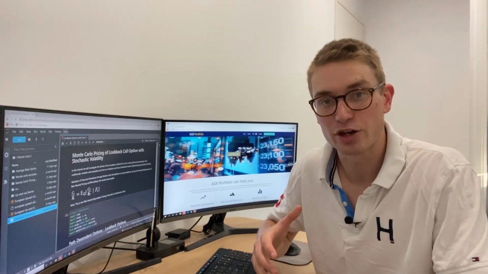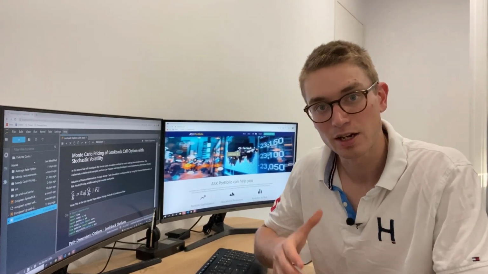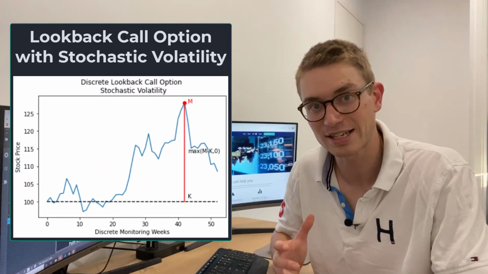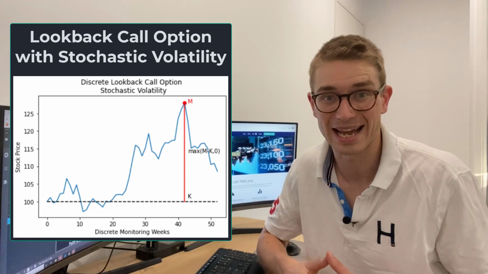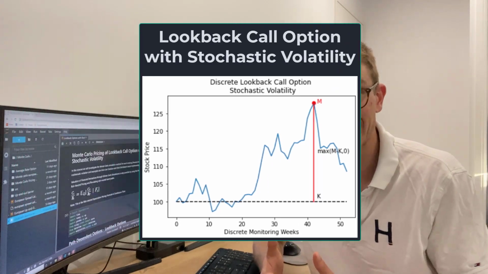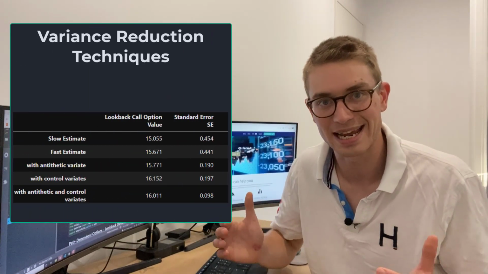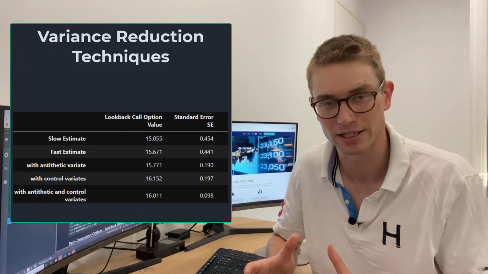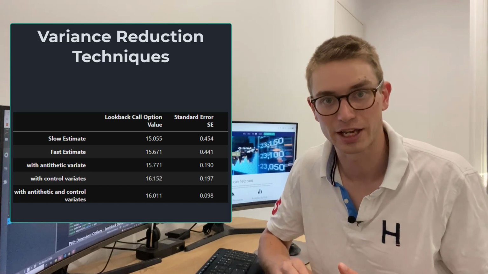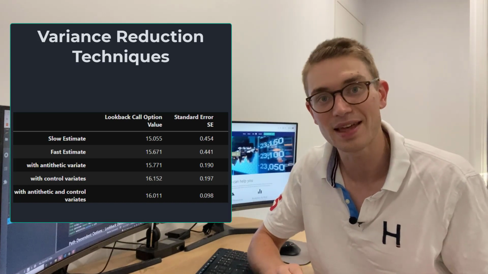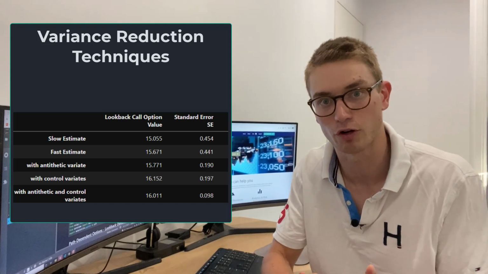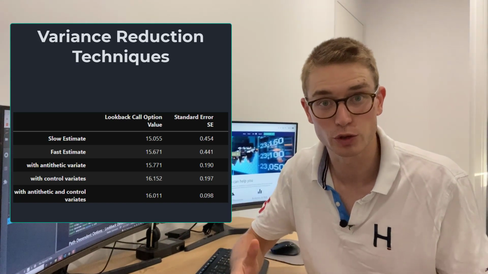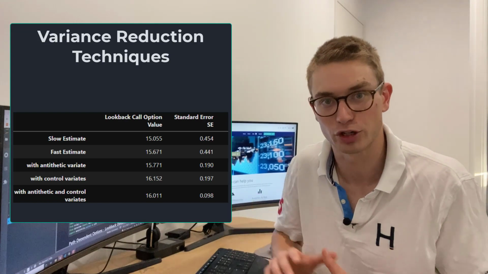Today we're going to learn how you can actually price a discrete look-back call option with stochastic volatility using Monte Carlo methods. We're also going to be looking at how you can use variance reduction techniques to further reduce the standard error around your estimate. So we're going to look at how you can incorporate antithetic variates and then control variates, namely delta, gamma, and vega control variates, to actually reduce the standard error of this Monte Carlo simulation.